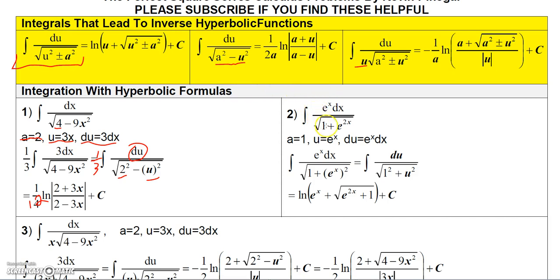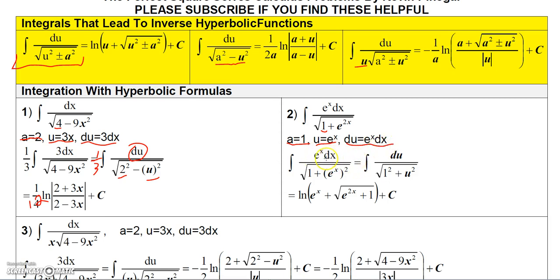So now I'm going to write this as: a would be 1, because you just have to say what would I square to get 1, and then u would have to be e to the x, because e to the x is what I would square to get e to the 2x, right? Okay, so if u is e to the x, then du would be e to the x dx. So now let's look at this.